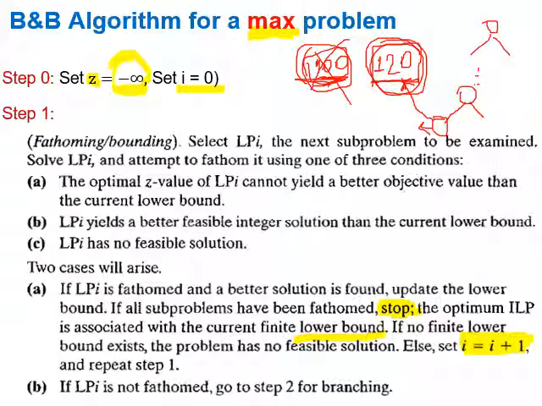So in this slide, what we learned: we start with the root node, node 0, and then we move to step 1. We select the next LP to evaluate, we solve it, and depending on the solution, if that solution is worse than my lower bound, then we fathom it. If that solution is integer feasible, we fathom it. If that LP has no feasible solution, we fathom it. If we cannot fathom, we branch it, and we will learn how to branch in step 2.